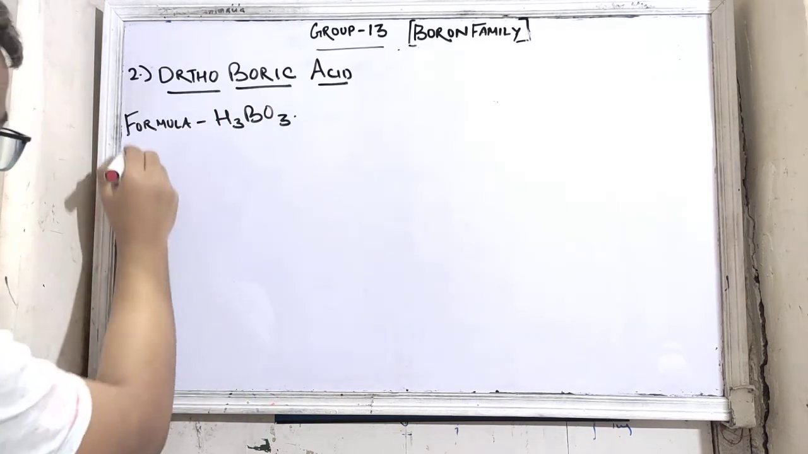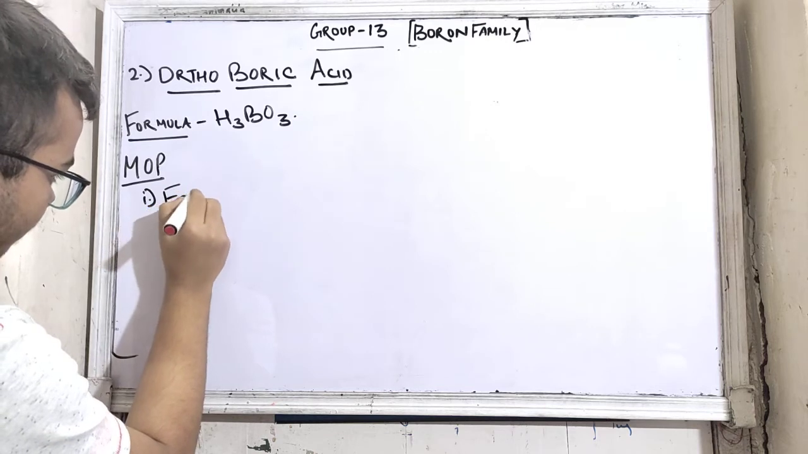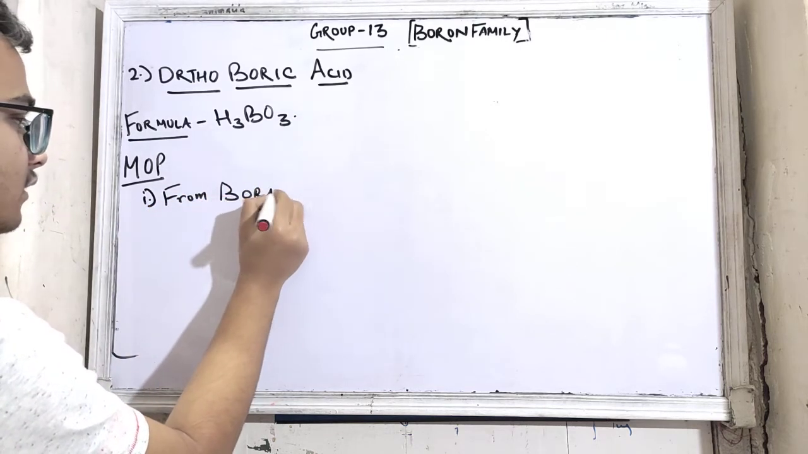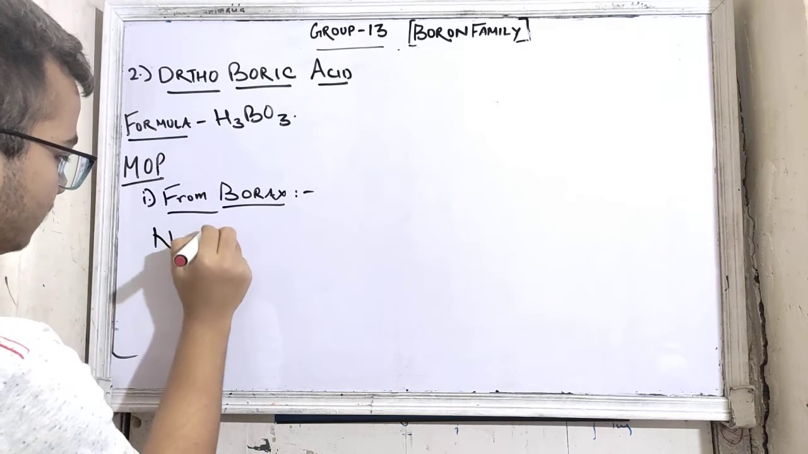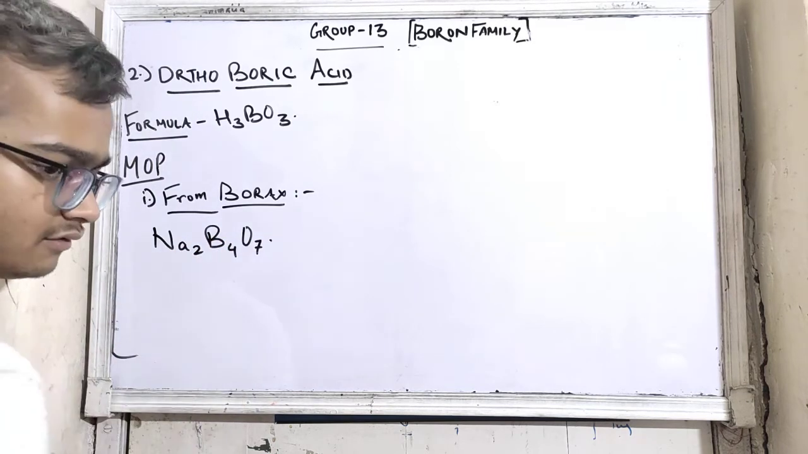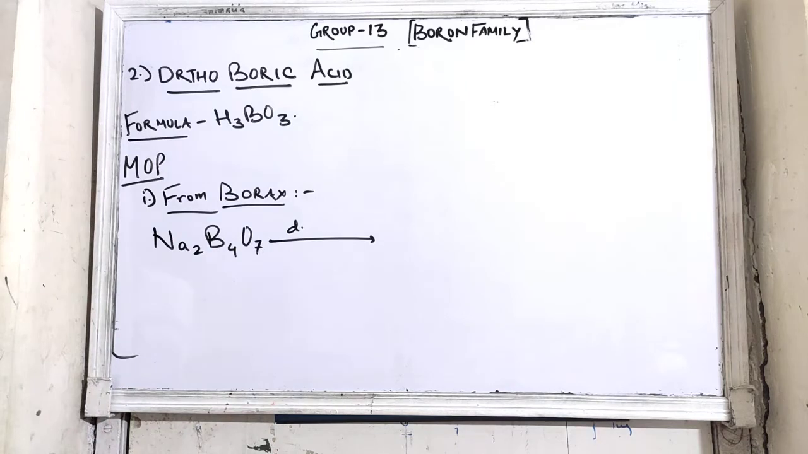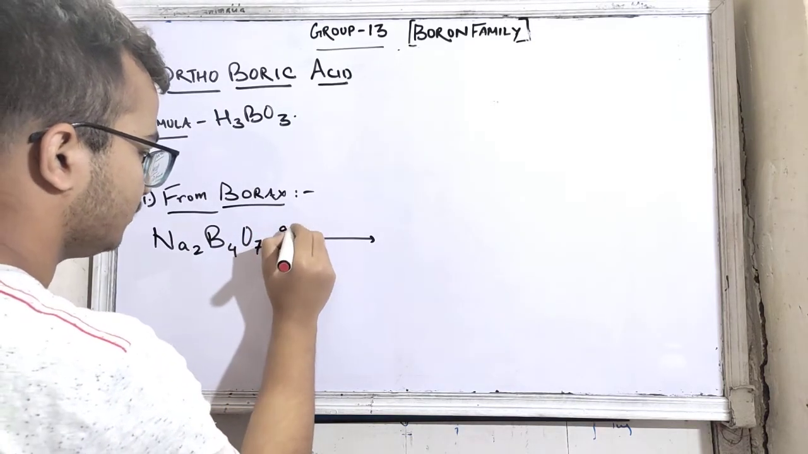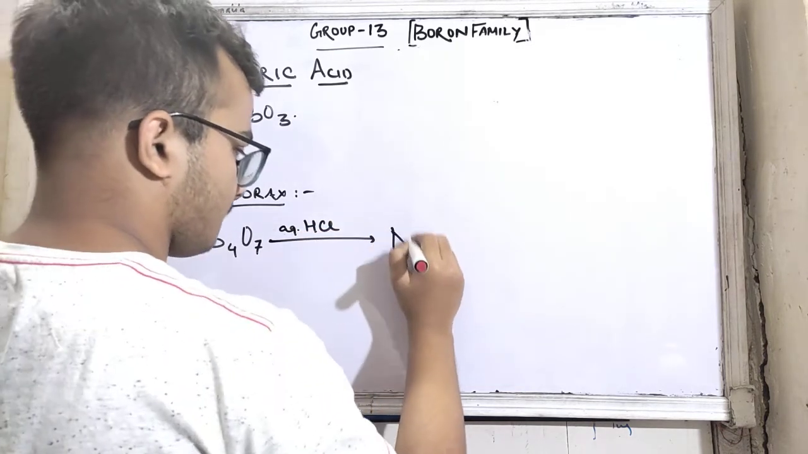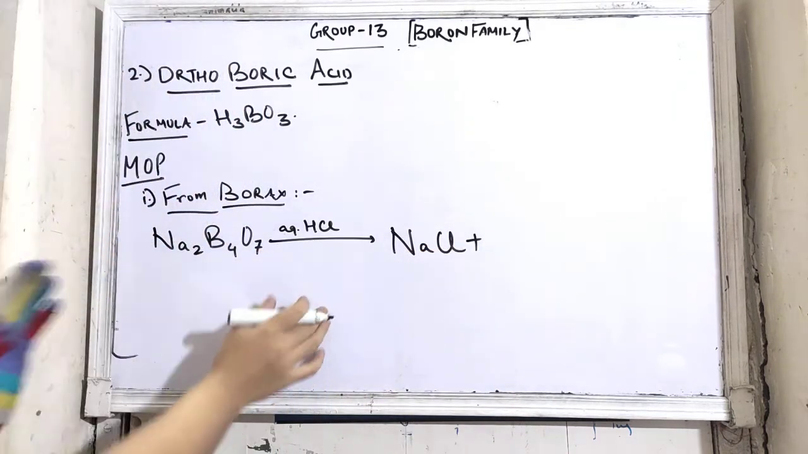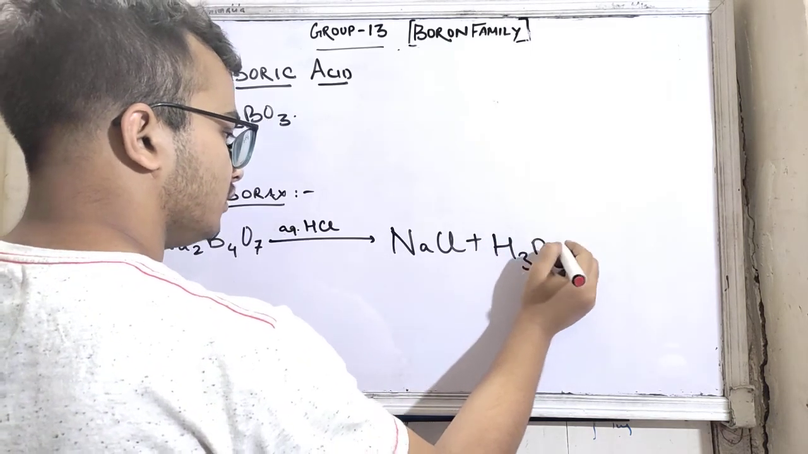Okay, method of preparation: first and foremost from borax, the compound which we studied just now. What is the formula for borax? Sodium tetraborate decahydrate. Decahydrate will not come here. Okay, so when you treat it with aqueous HCl, from here you will get NaCl, and NaCl is moving out. What is left is H3BO3.